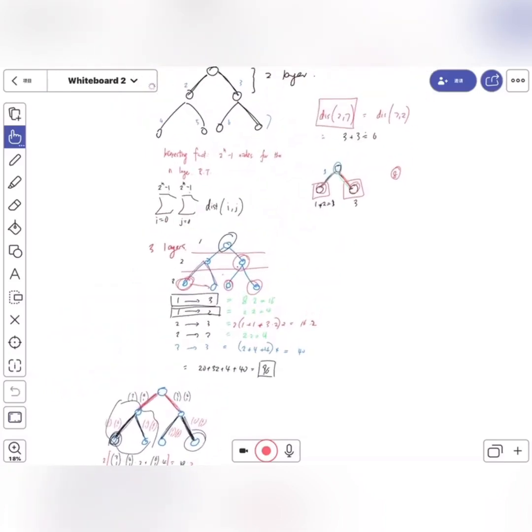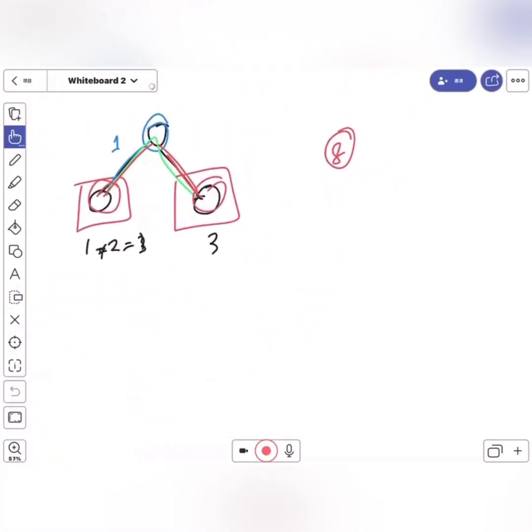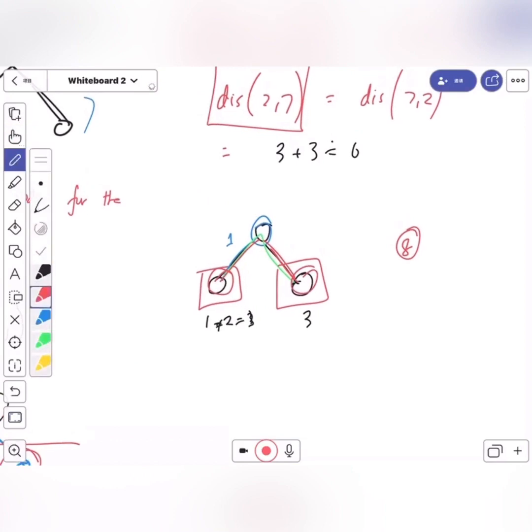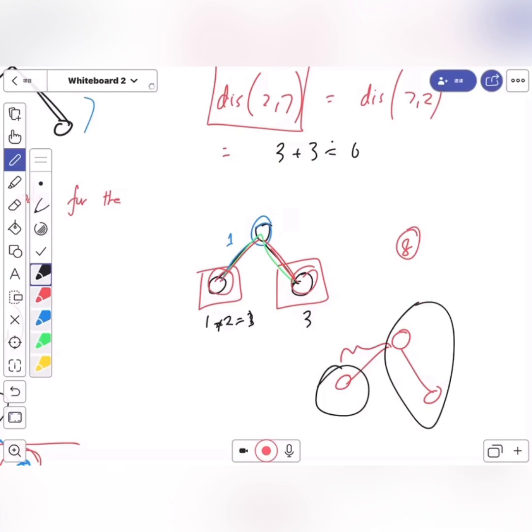Well, let's go back to the 2 layers. For a 2 layer tree, for this path, how many ways do we have? We have to choose one from this pile and one from this pile, which essentially gives us 2 times 1. And because it's symmetrical, this will also be 2 times 1. By our idea, this will just be 2 times 1 times 2, multiplied by 2, which gives us 8.